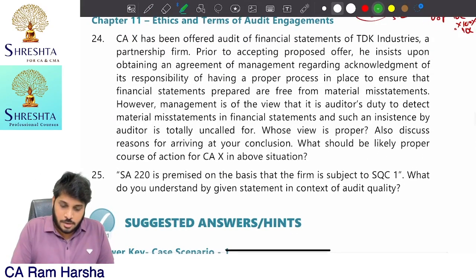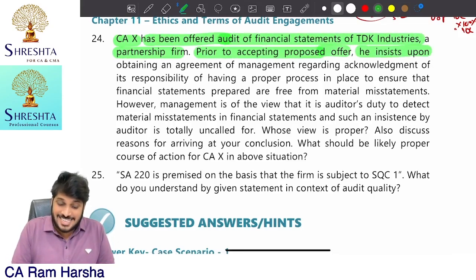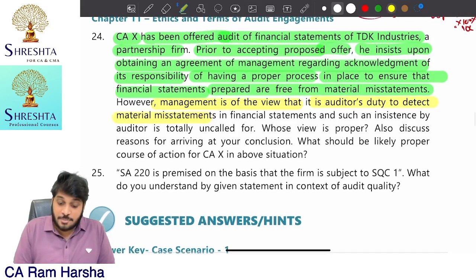Next. CA X has been offered the audit of financials of TDK Industries, a partnership firm. Prior to accepting the proposed offer, he insisted upon getting an agreement of the management regarding acknowledgement of responsibility for having a proper process in place to ensure that financials are prepared free from material misstatement. However, management is of the view that it is the auditor's duty to identify material misstatements in financials, and such insistence by the auditor is totally uncalled for. Whose view is proper? The auditor is correct only. Also discuss reasons for arriving at your conclusion.